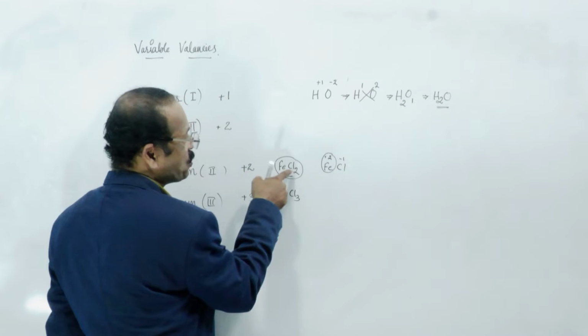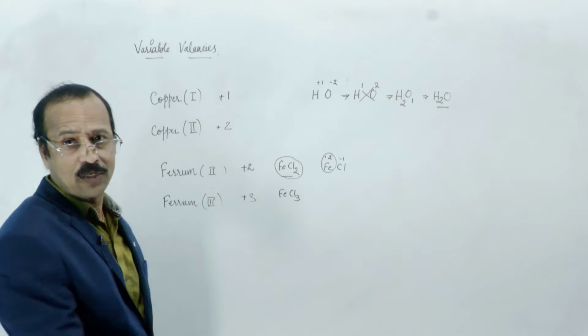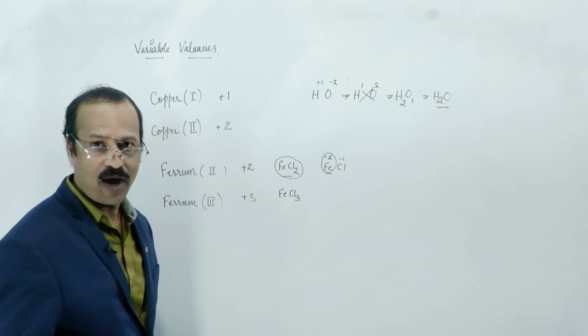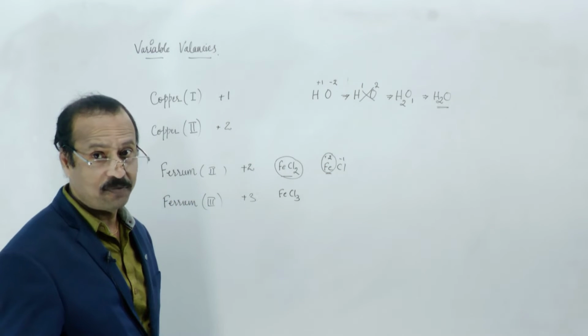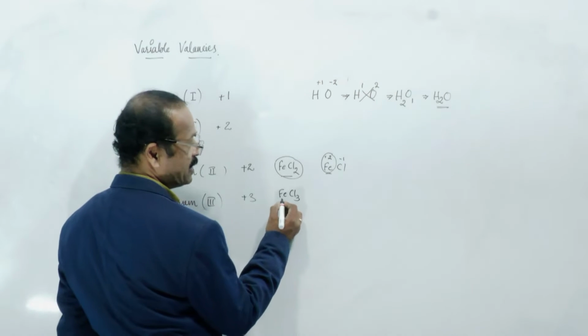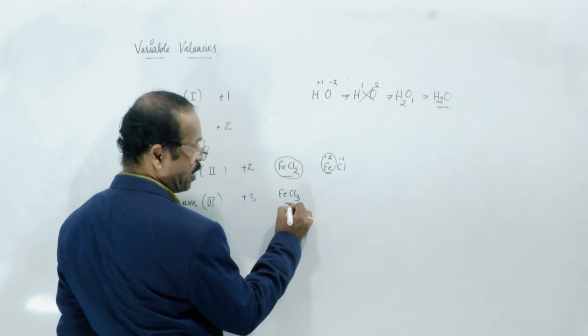So that it is crisscrossing. So that 2 is going to the chlorine. So here +2 is the valency of iron. Yes or no? In the previous class we discussed. Very good. Now here what happened? What is the valency of iron after forming the compound?